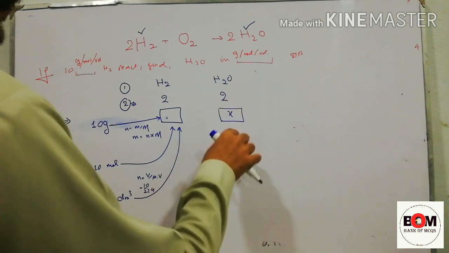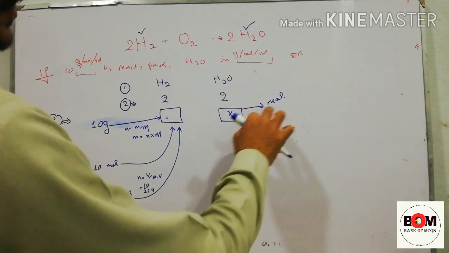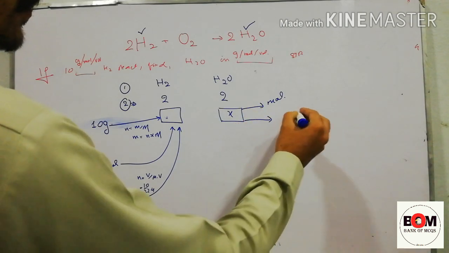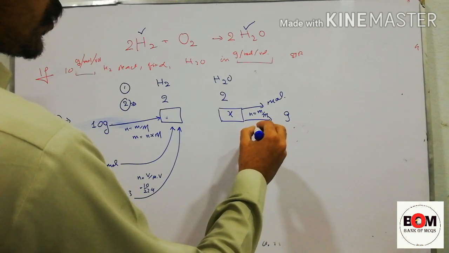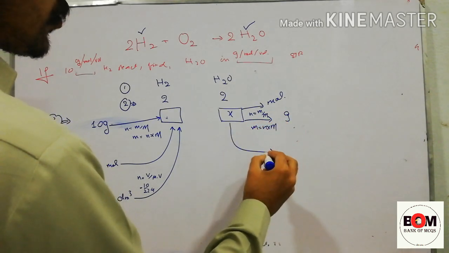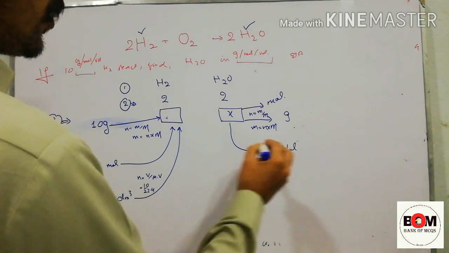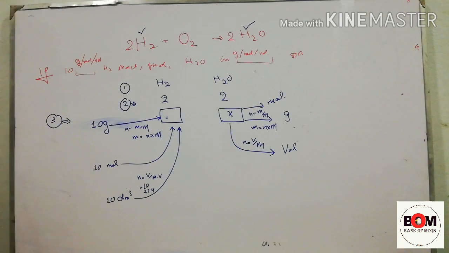If they ask for mole, the found value X is simply in mole, but if they have asked for gram, we will use number of mole is equal to mass divided by molar mass, where mass is equal to number of mole multiplied by molar mass. And if they ask to find the answer in volume, we will use number of mole is equal to volume divided by molar volume. So this is the whole summary of solving a stoichiometric equation.